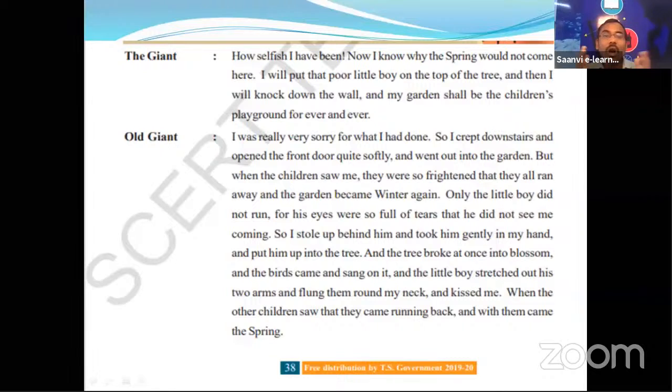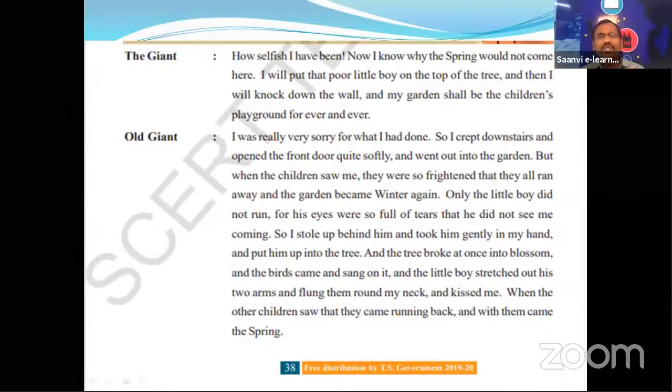See that paragraph once again. "How selfish I have been." The giant understood that he had been very selfish. "Now I know why the spring would not come here." "I will put that poor little boy on the top of the tree, and then I will knock down the wall." So finally, he decided to put the little boy on the top of the tree, and to knock down the wall because he wanted all the children to come into his garden and play there. "And my garden shall be the children's playground for ever and ever."